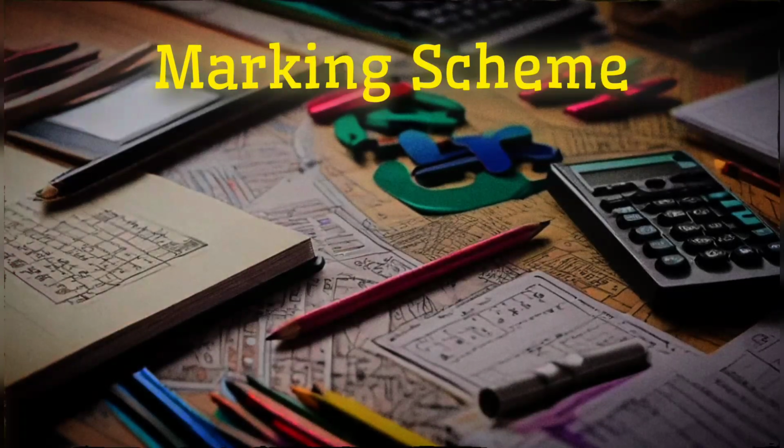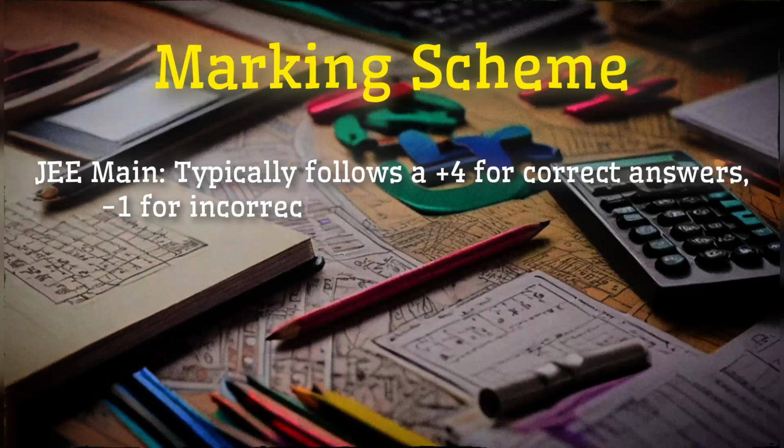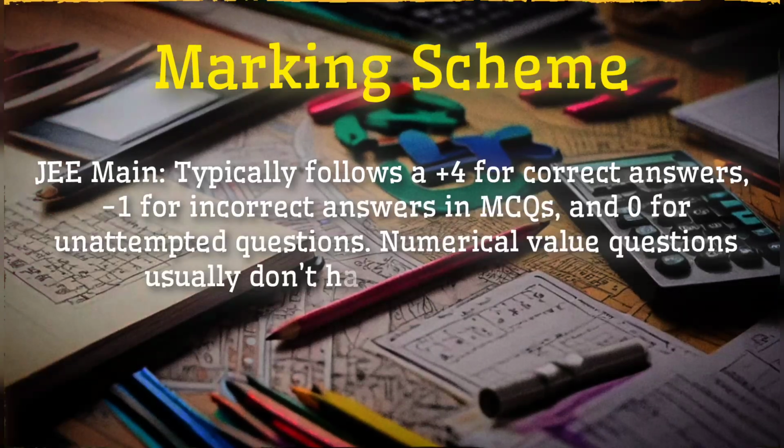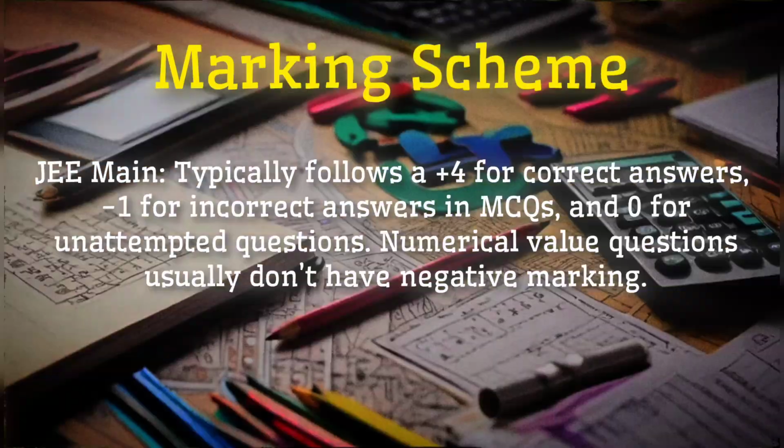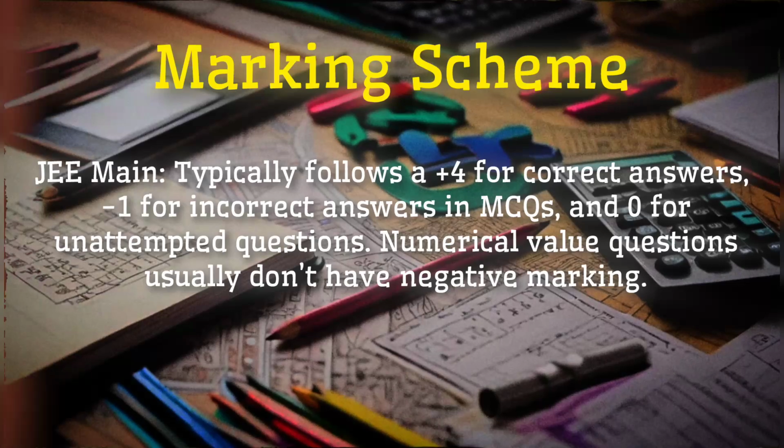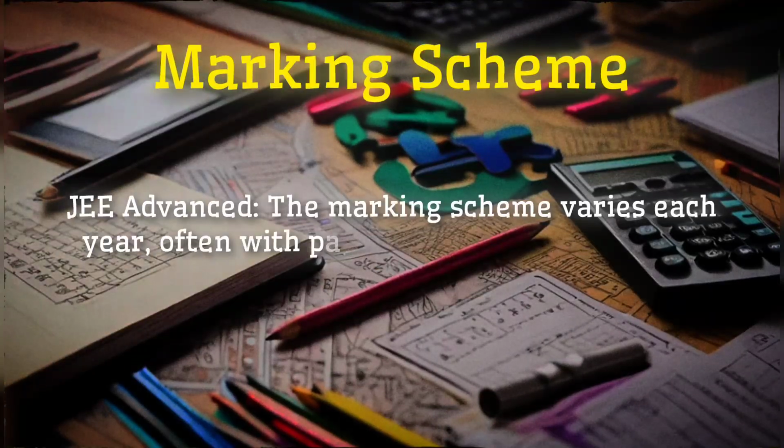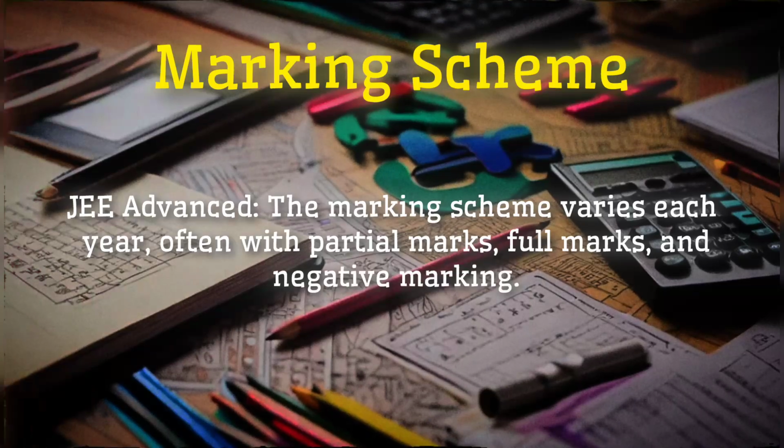Marking scheme. JEE Main typically follows +4 for correct answers, -1 for incorrect answers in MCQs, and 0 for unattempted questions. Numerical value questions usually don't have negative marking. For JEE Advanced, the marking scheme varies each year, often with partial marks, full marks, and negative marking.